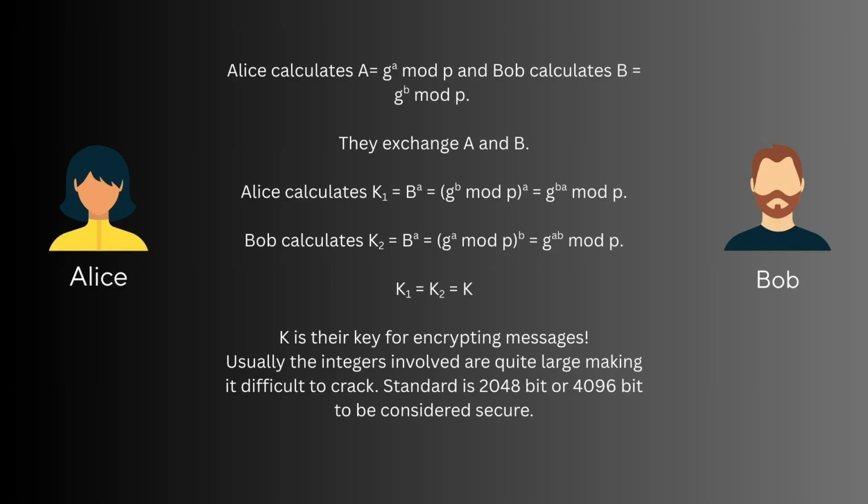Over here, Eve knows that the numbers being shared are A and B, but she has no way to figure out how K1 and K2 are being made because she does not know the secret numbers a and b, which Alice and Bob have. This method is usually considered secure if you're using very large integers. The standard is using 2048 bits or 4096 bits. If they're smaller than that, there are certain methods like the discrete log algorithm, which can be used to figure out the secret keys between Alice and Bob.